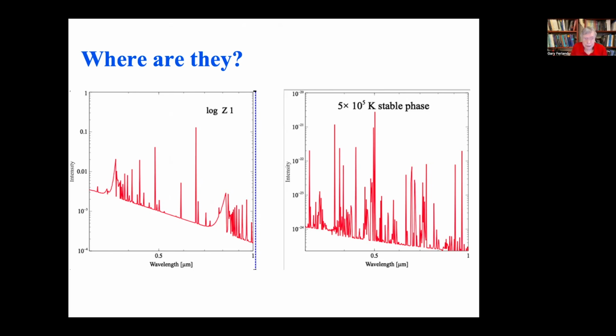Okay, next time we're going to combine these ideas and see how we can say something about the SED, the spectral energy distribution of the incident radiation field, the starlight that photoionized the cloud.